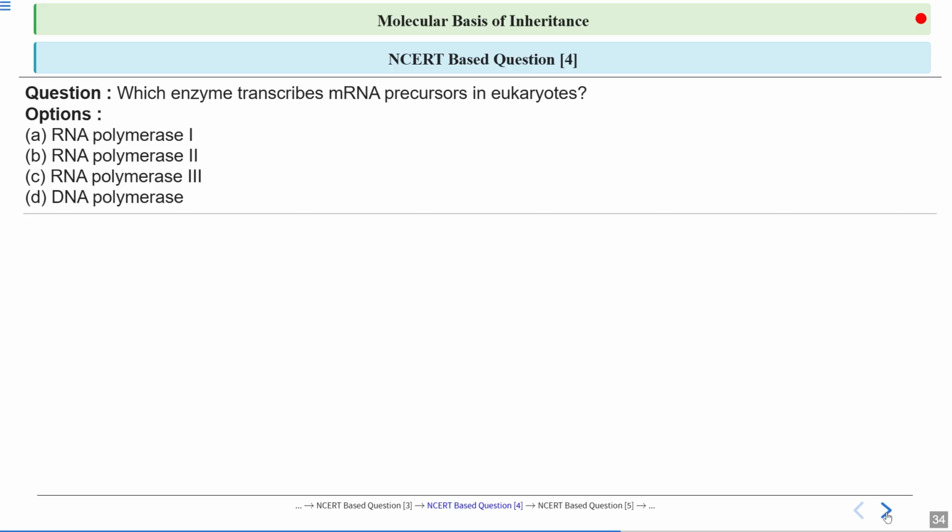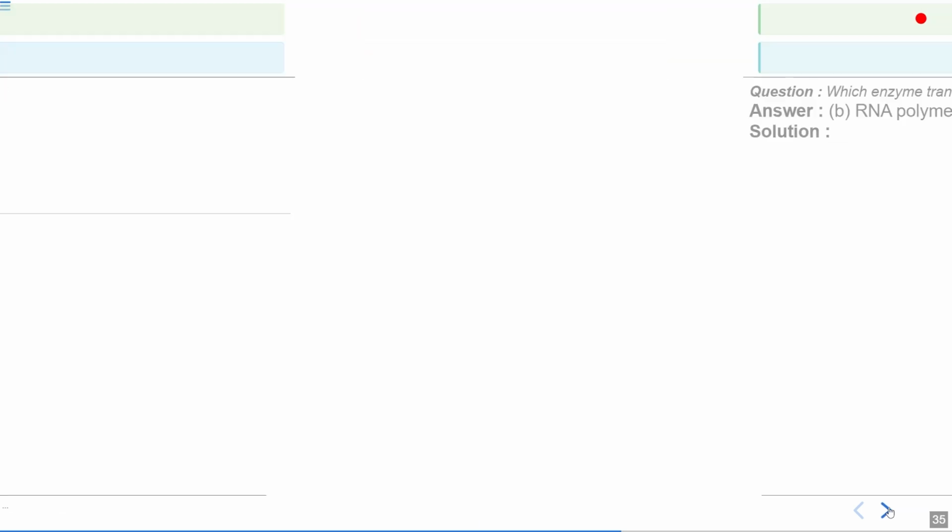The next question says, which enzyme transcribes the mRNA precursor in eukaryotes? So which is the mRNA precursor in eukaryotes? That is hnRNA, heterogeneous nuclear RNA. Is it RNA polymerase 1, 2, 3 or DNA polymerase? So we know that DNA polymerase is definitely not going to be in transcription. It is required in replication. So the fourth option is already out. Let's see from the first three options which is correct.